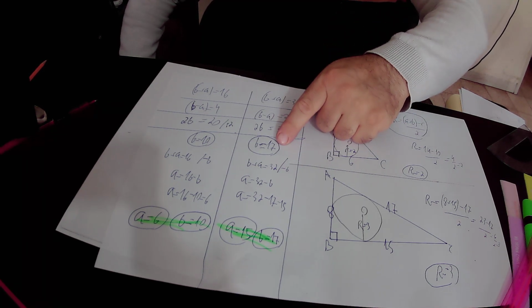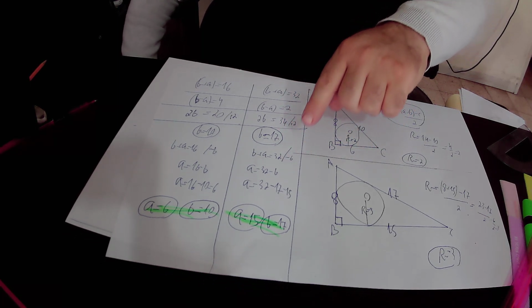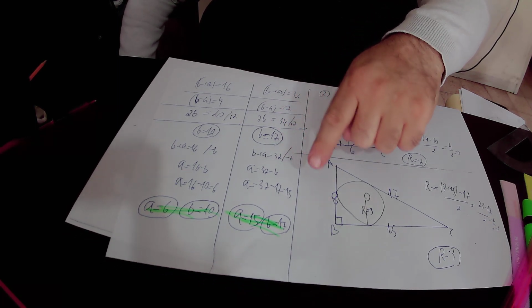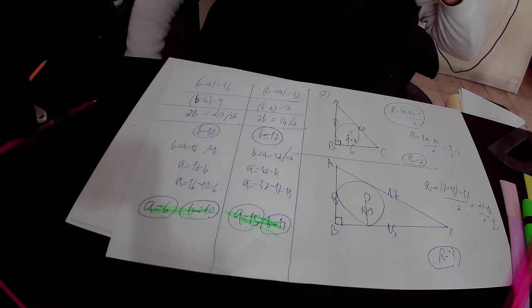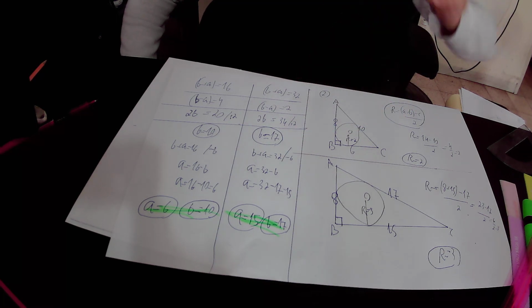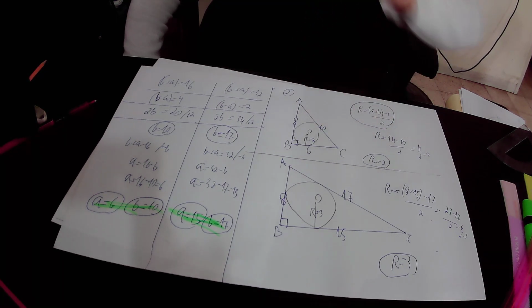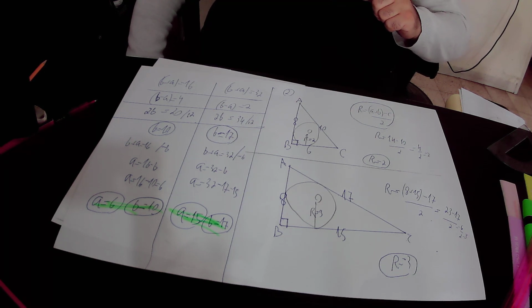But we already found out that B equals 17, so we substitute B by 17 and we get that A equals 32 minus 17, that is 15. So in conclusion, we found out that A equals 15 and B equals 17. So I drew the two solutions on this side of the page.